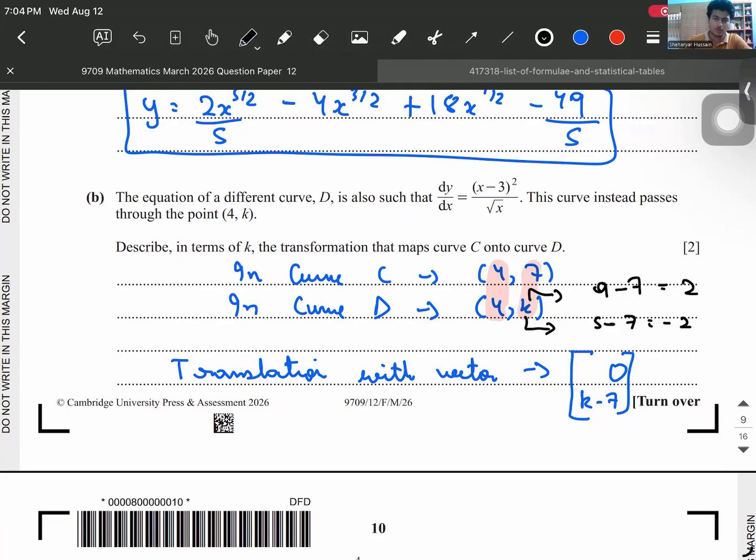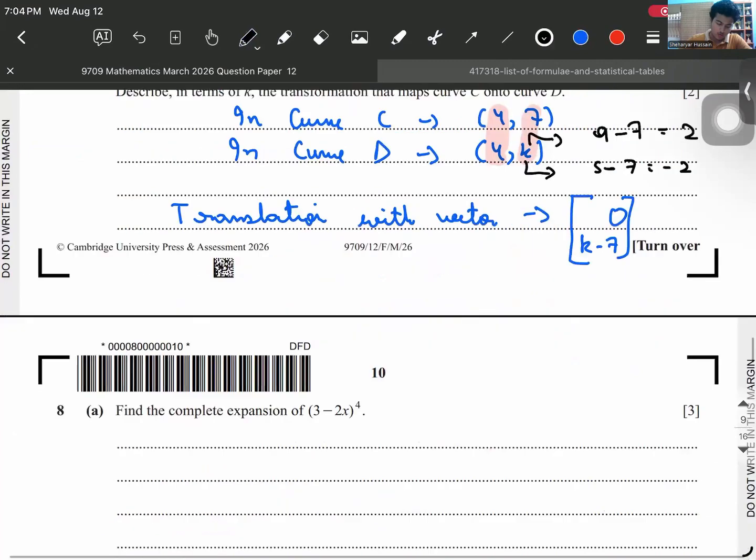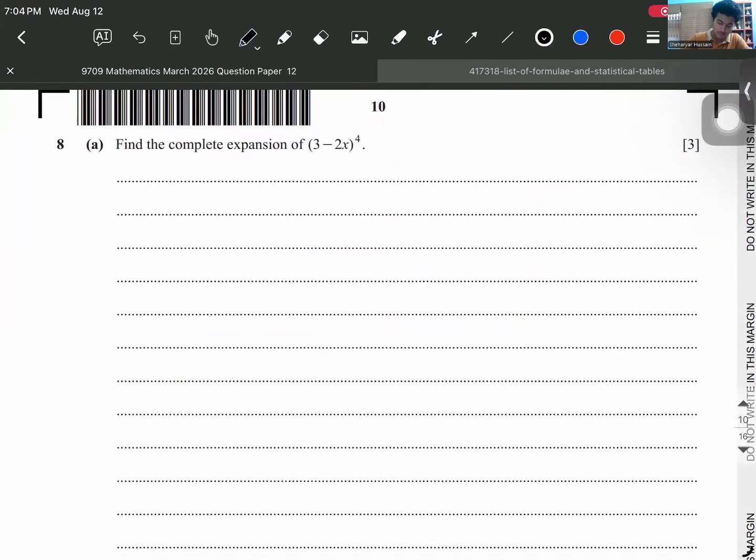Now, moving forward to question number 8. Question number 8 says: find the complete expansion of (3 minus 2x) to the power of 4. Okay.